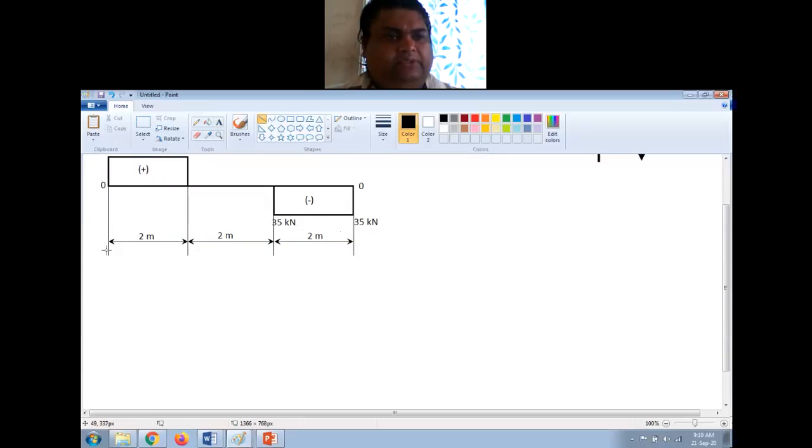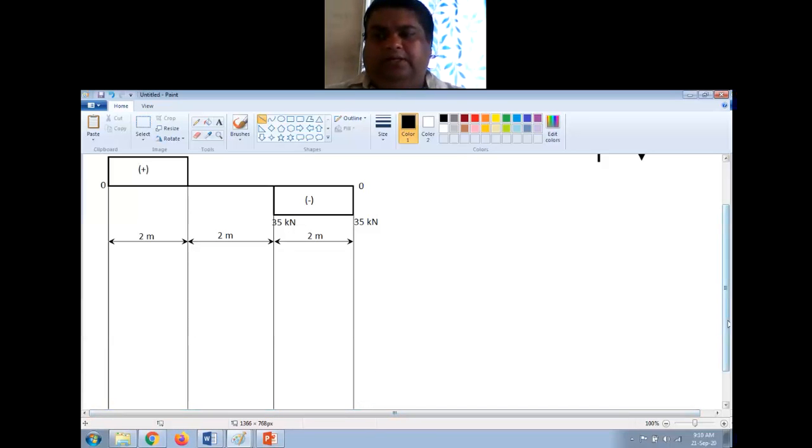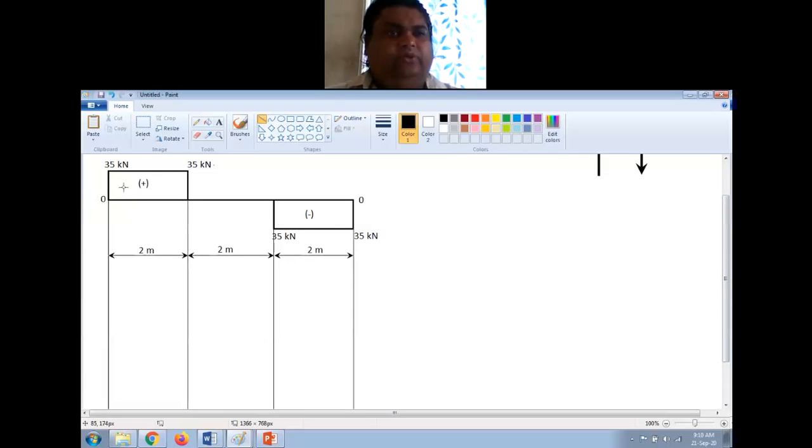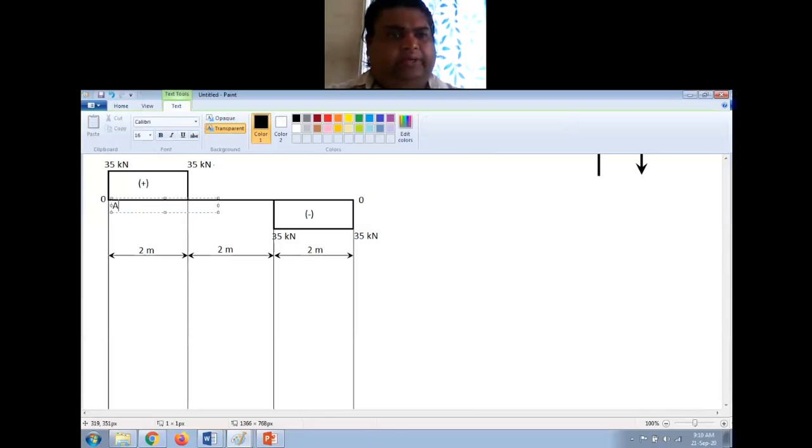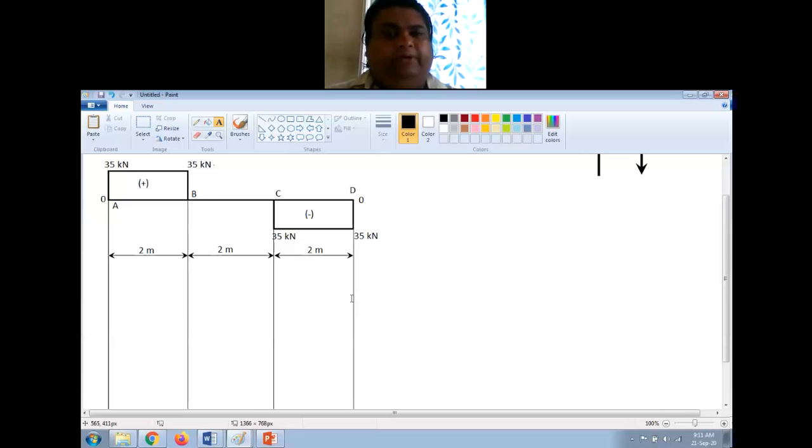So for doing that, I will just extend these lines. Okay. All right. Now let us start from the left hand end of the beam. So before I begin, I will name the salient points here. So I'll call this point A, then this will be B, this is C, and this will be D. Okay, I have 4 points on the beam and I have named these points.